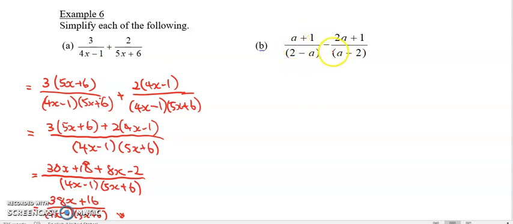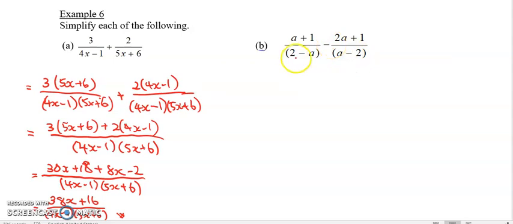Of course, you can multiply the denominators to both fractions, and after that you do the subtraction. But if you look here, the denominator of one of them is 2 minus a, the other one is a minus 2. The two terms in the subtraction here are actually in different positions.